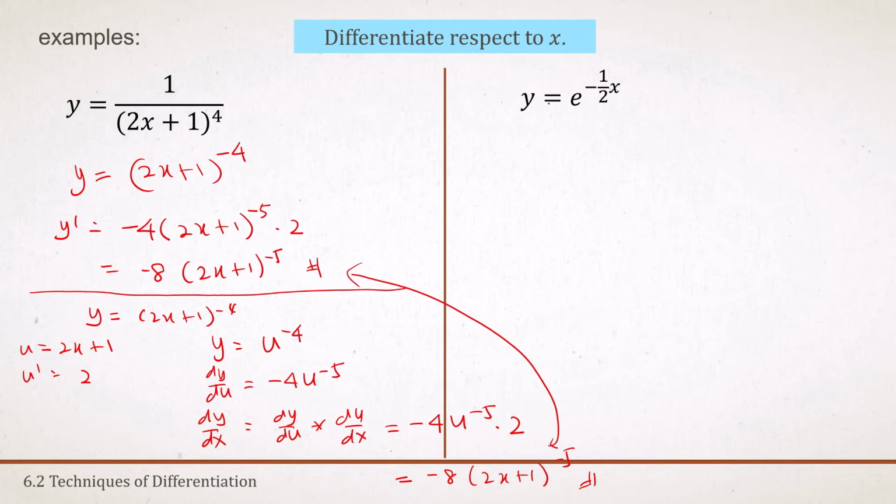So how about y equals exponent negative half x? As I said, exponent is the most special. What we always do, first thing, copy it back. And I always leave some space over here to write the differentiation of this one. Differentiate of negative half x actually is negative half. Okay, so settle.